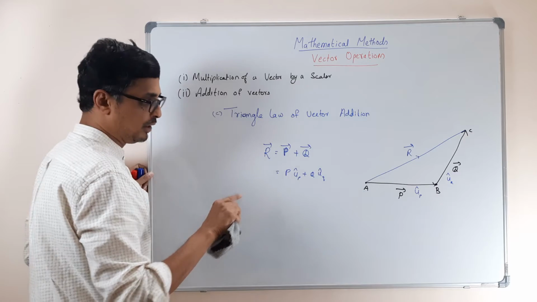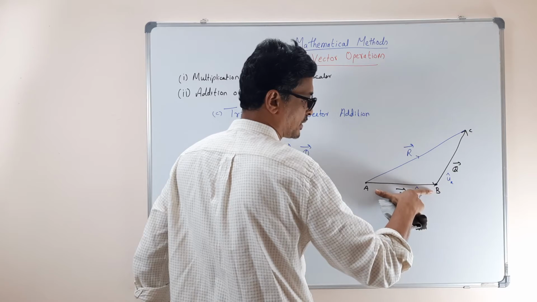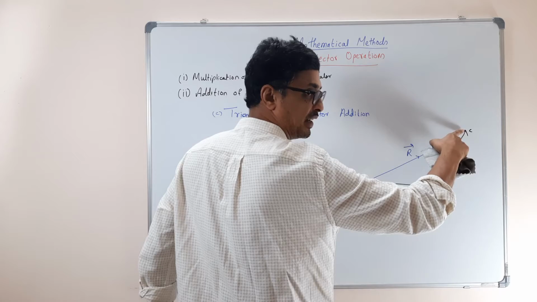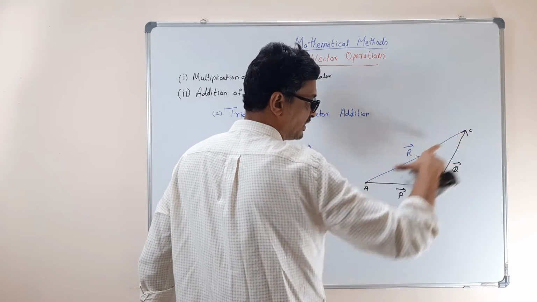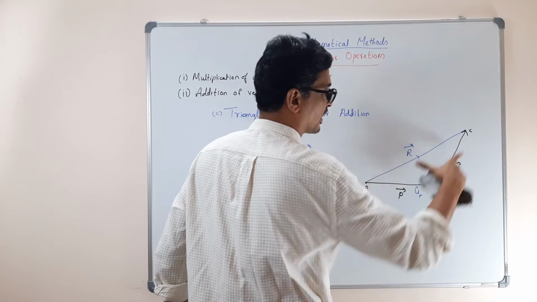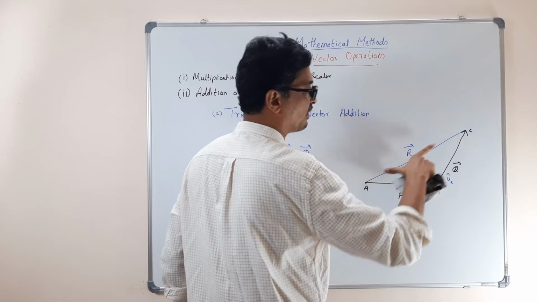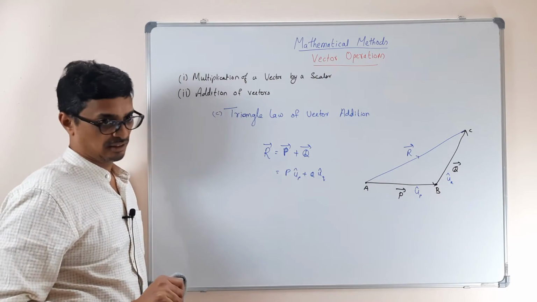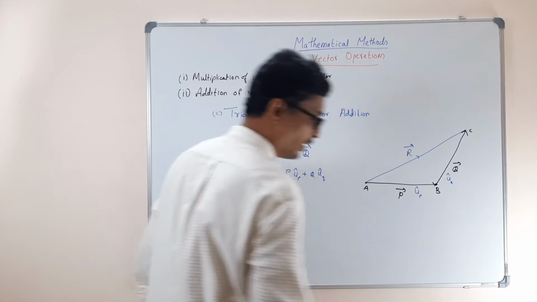For vectors P and Q, when you represent them by their magnitudes, the resultant vector is just joining those two ends, and that direction is the resultant vector direction. The magnitude will be the length of the third side of the triangle. If you know one side, the second side, and the angle between them, you can find the third side. That will give you the magnitude and the direction of the resultant vector. Clear? There are also very interesting properties of the triangle law of addition.